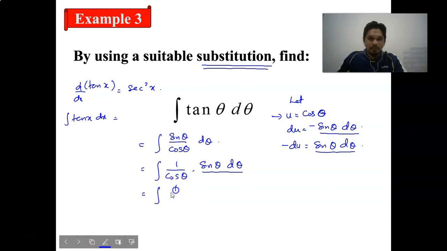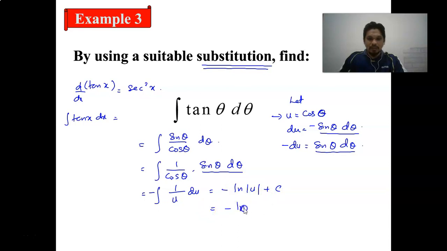So the integral of 1 over cos theta, which is 1 over u, and sine theta d theta equal to negative du. So equal to negative integral of 1 over u, which is the natural log of u. It is negative natural log of u, where u equal to cos theta, plus C. Get it? Okay.